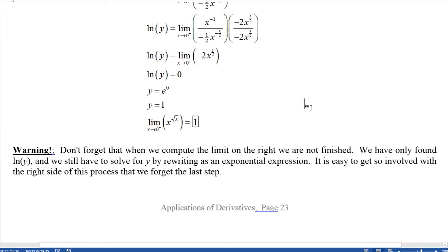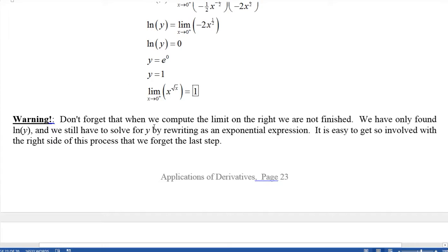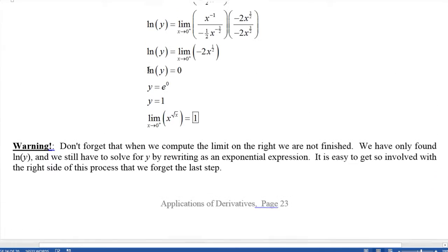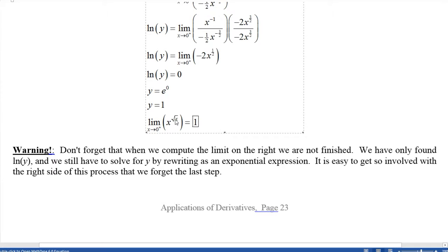Of course, it's always a good thing to use some technology, maybe a table or a graph, to help us verify that we have the right answer. So here's a graph. Once again, we're looking at y equals x to the square root of x power. The square root of x is only defined for positive x's and 0, and the whole thing is undefined at 0. So to the left of 0, at the negative numbers, the whole thing is undefined. It's also undefined at 0. To the right of 0, at the positive numbers for x, this thing is defined. And we know that the boundary point is the point (0, 1). That's an open dot endpoint.